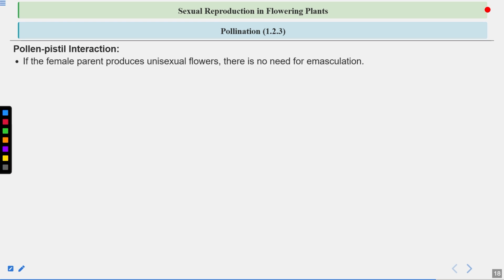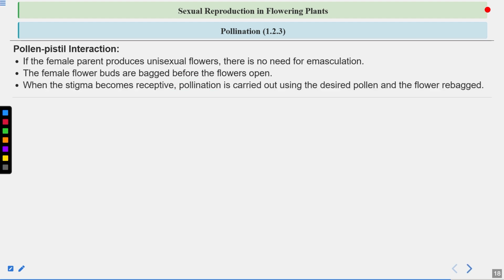If the female parent produces unisexual flowers, there is no need for emasculation. If there is a unisexual flower, that is, the male flower is different and the female is different, then there is no need for the emasculation process. The female flower buds are bagged before the flowers open. And when the stigma becomes receptive, pollination is carried out using the desired pollen grains, after which the flower is rebagged.